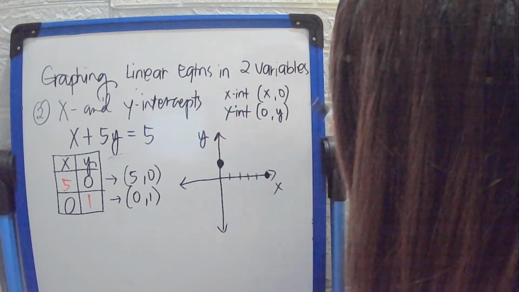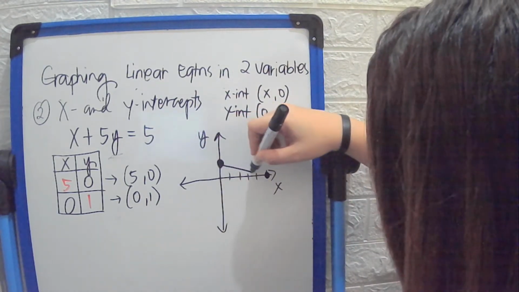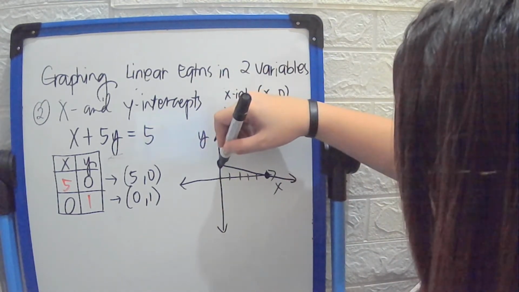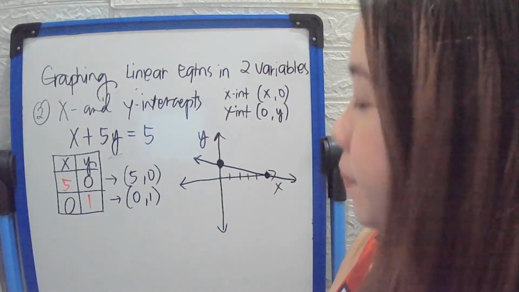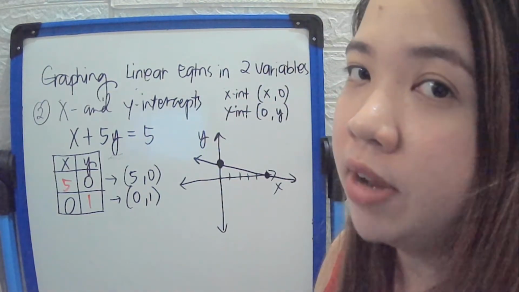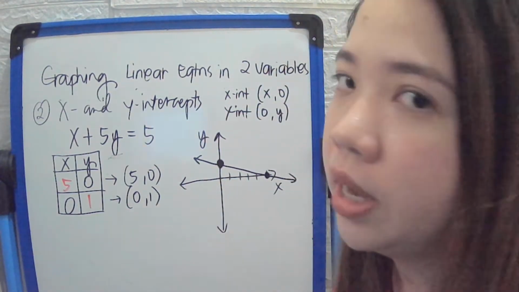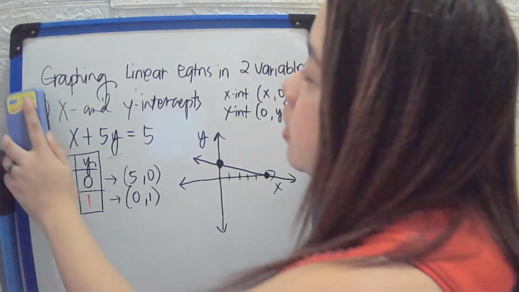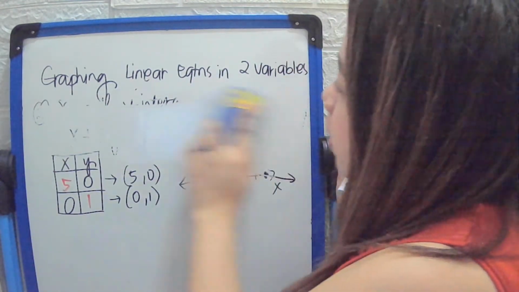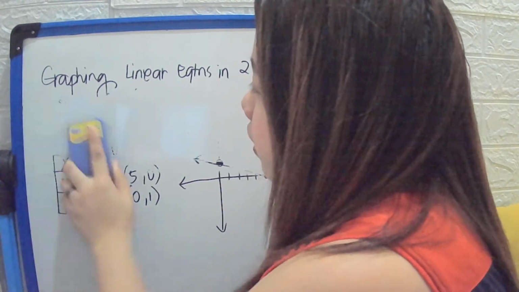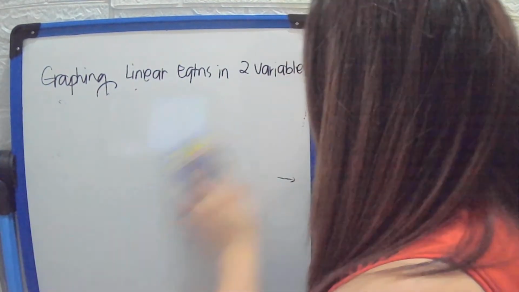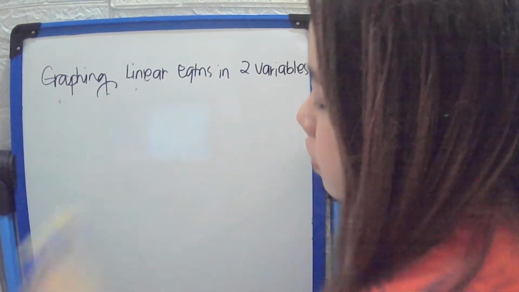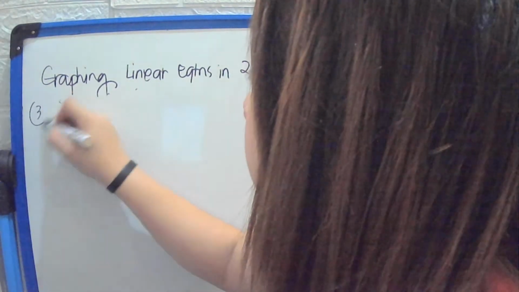So, this is the second point. Then, you just have to put the line there. So, that's graphing a linear equation given the x and y intercepts. Okay, next. What if you're given the slope and a point on the line? So, that will be our number 3.